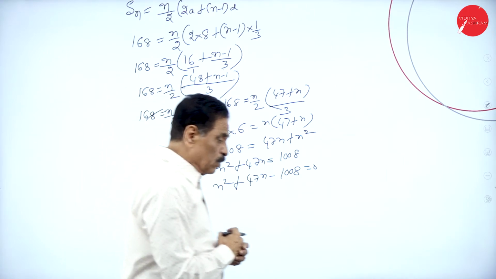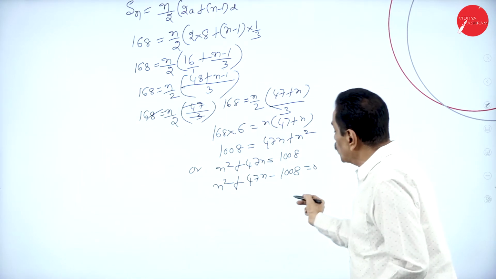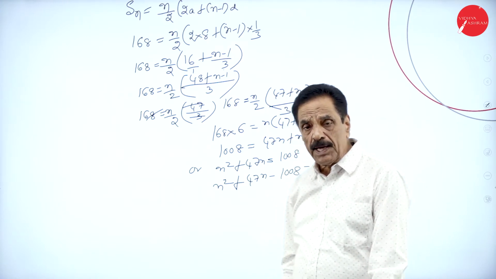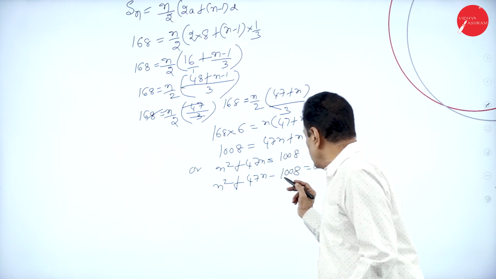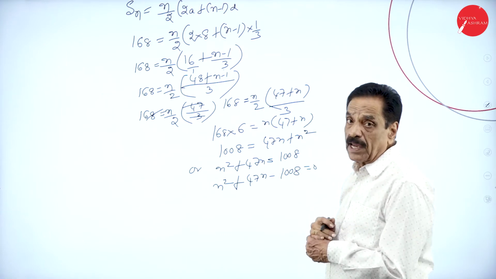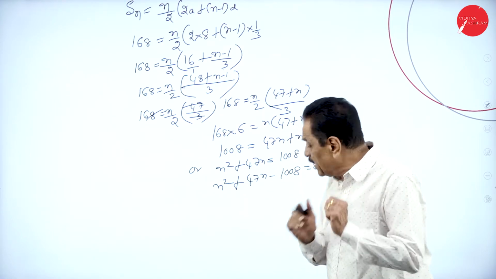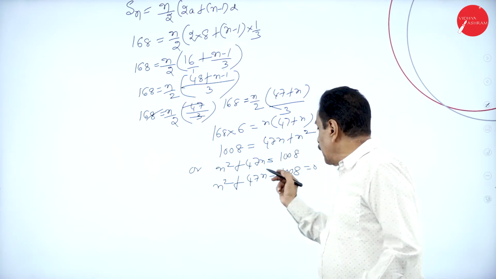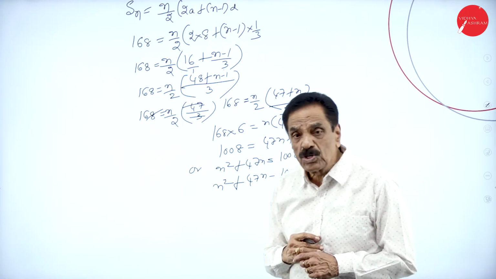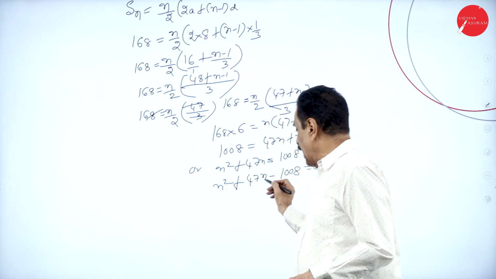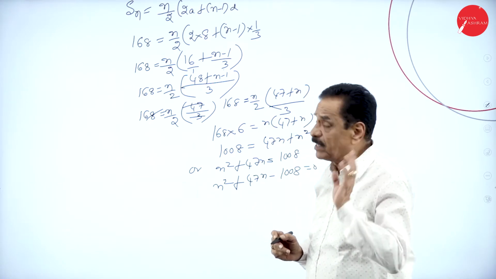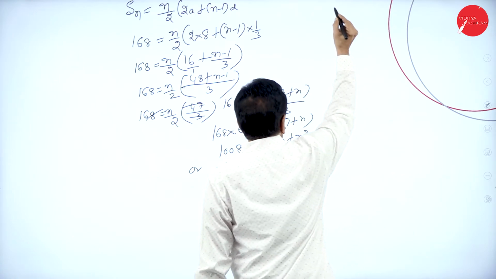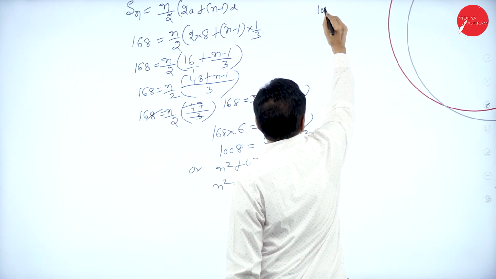In mathematics, no. So 1 into 1008 into n square is 1008 n square. When you multiply, you should get 1008. When you add or deduct, the center figure 47n should come. So when you multiply, how much should it become? 1008. When you add or deduct, how much will come? 47n. You can make it like this, 1008.